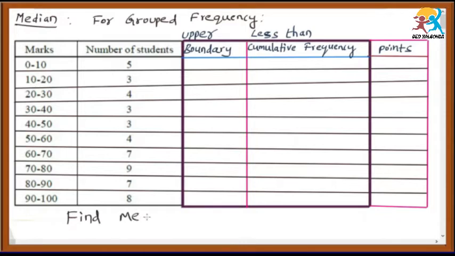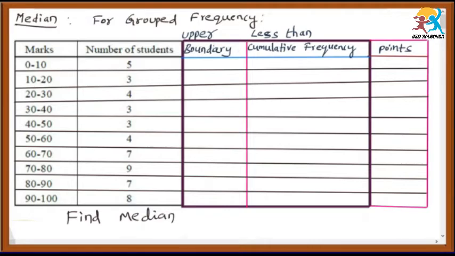How to find out that? So to find the median, we require cumulative frequency. We have two kinds of frequencies. The first one is less than cumulative frequency and the second one is greater than cumulative frequency. How to find out that? Actually, to find the less than cumulative frequency, we require upper boundary.